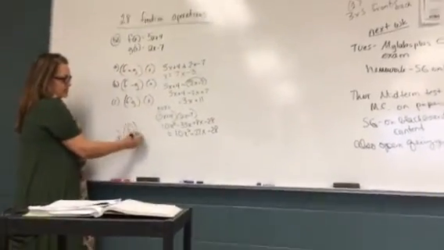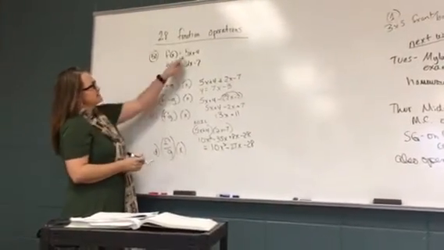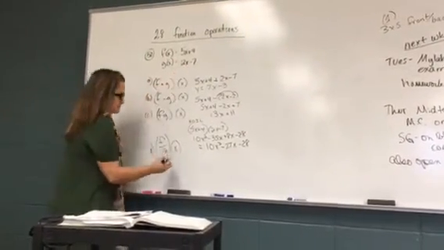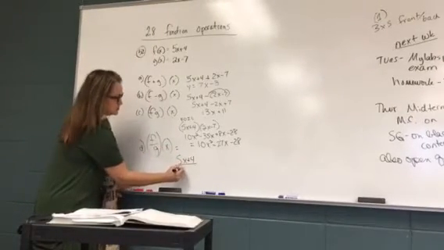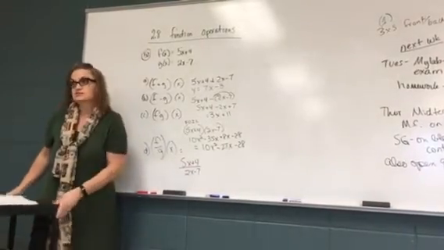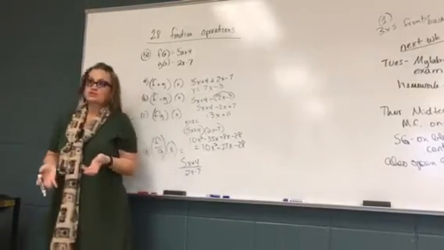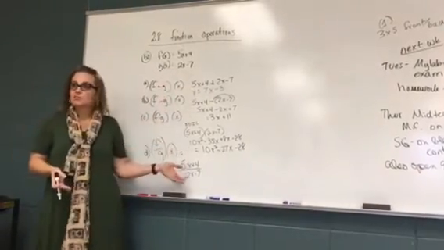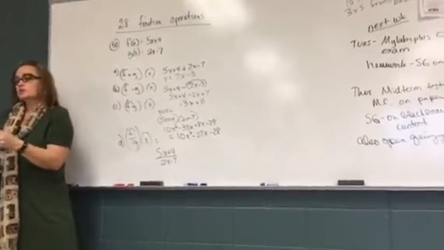D part says to divide. F divided by g of x, leaving it with x. So that means this over this. 5x plus 4 over 2x minus 7, which doesn't actually reduce. That's just the answer. Now, the second part of this question is, can you tell me the domain and range? I think it asks for both. It just asks for the domain.